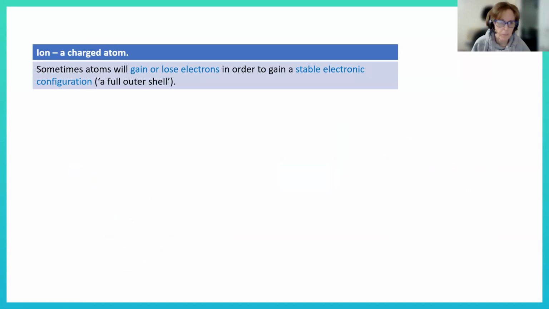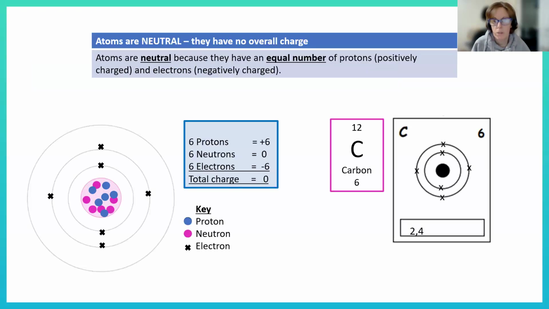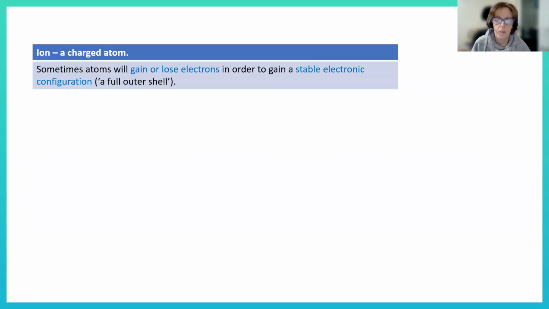So sometimes atoms can either gain or lose electrons, and they do this to get what we call stable electronic configurations, and that means they do it to get a full outer shell. So if we go back to our carbon, that outer shell is not full. It's got 4 electrons. Remember I said it could have 2, 8. That's the number it could have to be full. So it's only got 4. It could fit another 4 electrons in there to make it full.